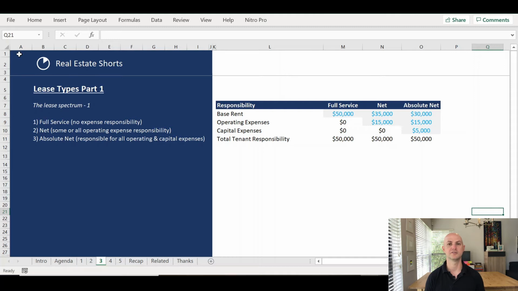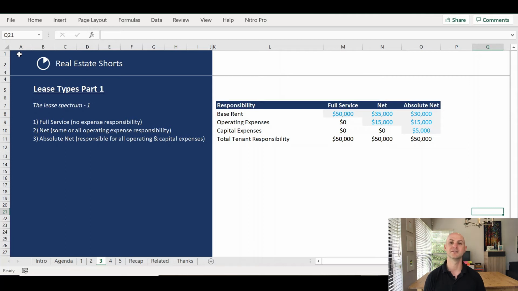Some geographies, some markets, some market participants may define gross differently or full service differently from one geography to the next. So let me elaborate. What I mean by full service is the tenant is responsible for paying only base rent. They have no responsibility to pay operating expenses or capital expenses.